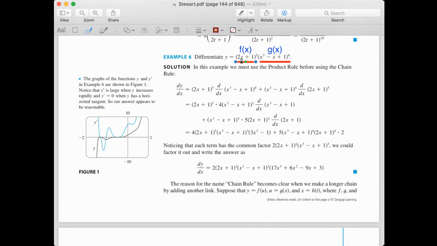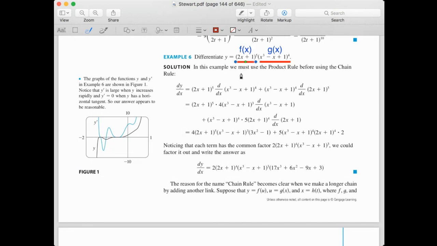So let's call 2x plus 1 raised by 5 f. x cubed minus x plus 1 raised by 4 as g. But then each one we need to apply chain rule, right? Because f of x is something raised by 5, outside layer. The inside layer is 2x plus 1. Okay, let's do one by one. So first we'll apply product rule.